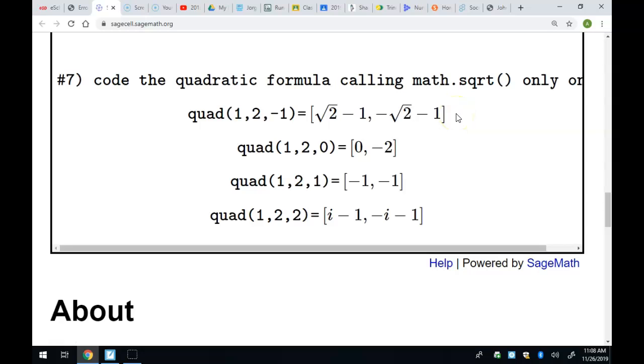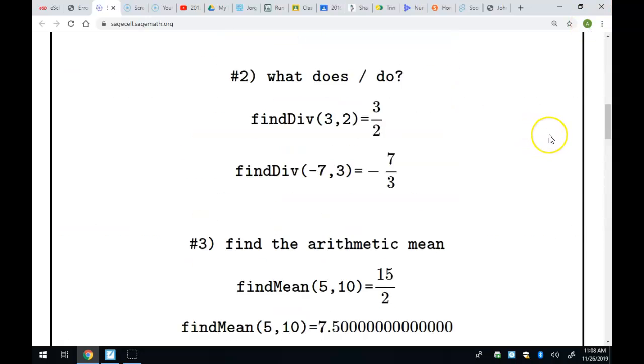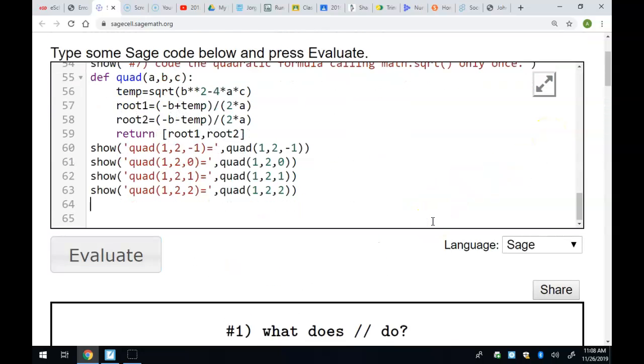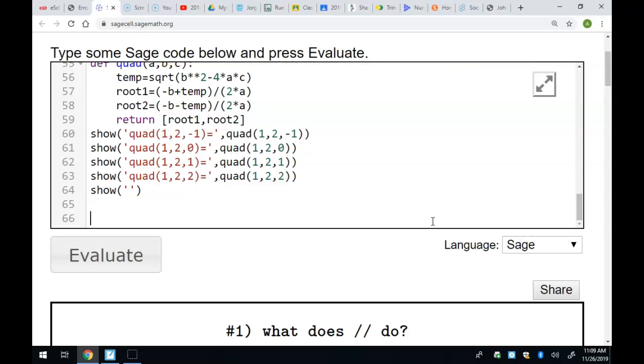Okay. What was 8? How do default arguments work? What does that mean? What's a default argument? All right, so let's do a blank show in the output. And let's do a show number 8. How to use default arguments.